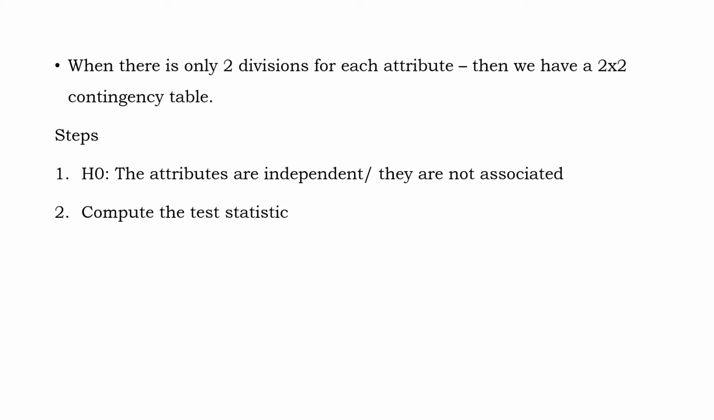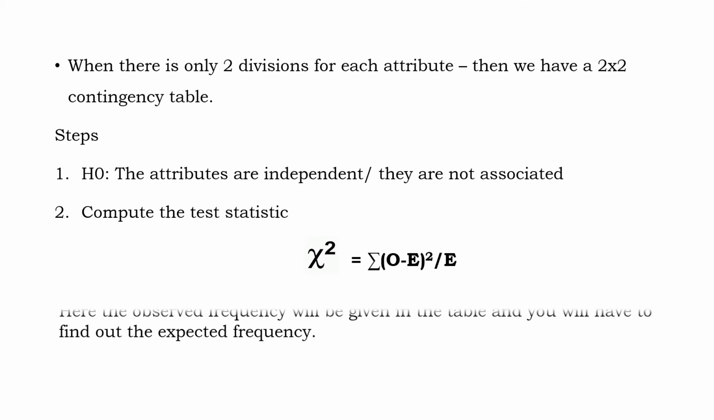Then the next step is to compute the test statistic. Like in goodness of fit, the test statistic can be calculated with the same formula, that is sigma (O minus E) square by E. Unlike in parametric tests, you need not study a lot of formulas. In chi-square test, there is only one formula, that is (O minus E) square by E.